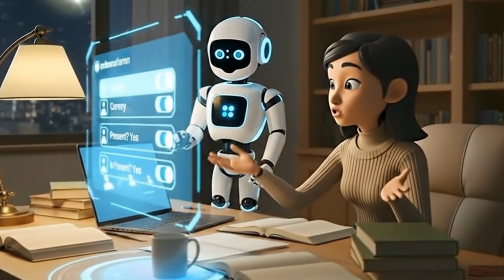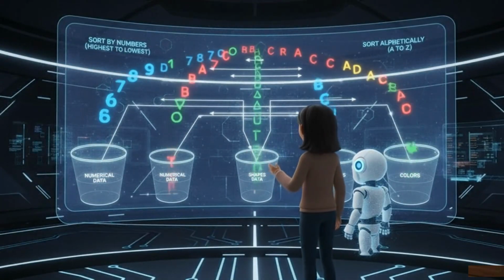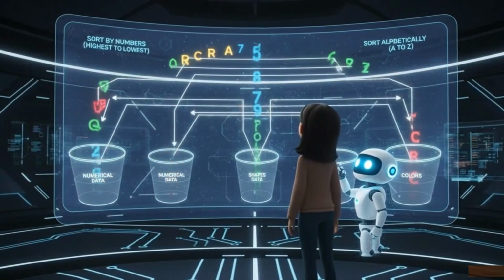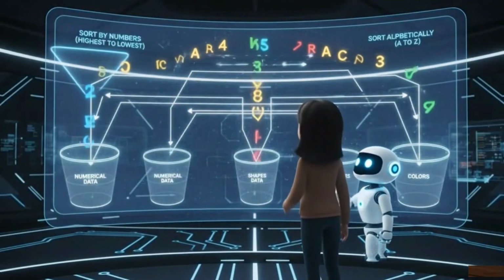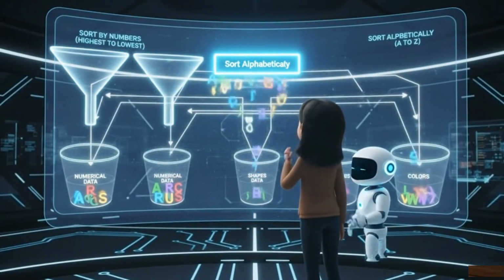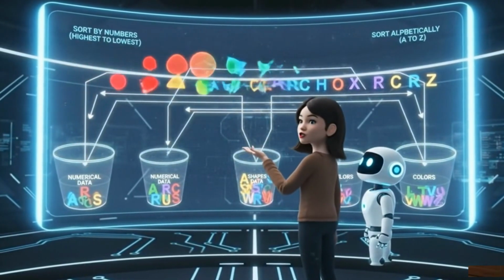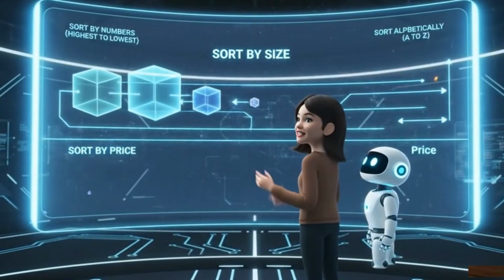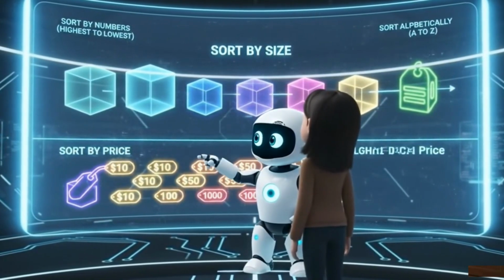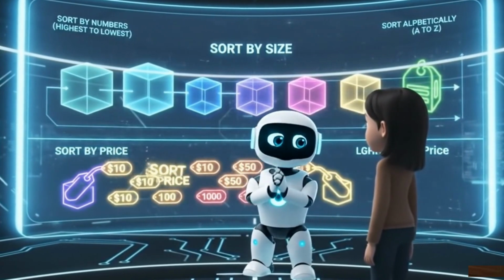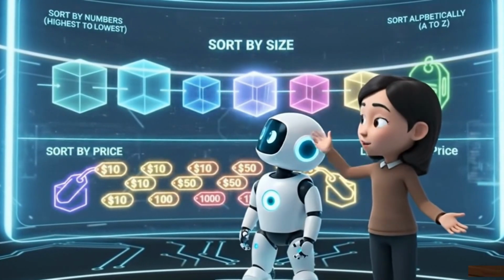Now, let's talk about sorting. AI bot, what is sorting exactly? Sorting is the process of organizing data in a specific order. You can sort data numerically, like arranging test scores from highest to lowest, or alphabetically, like sorting names from A to Z. But sorting isn't just for numbers and letters. You can also sort by things like color, size, or price. So if we have a list of shapes, we could sort them by shape. Or if we have a list of cars, we could sort them by price or how tall they are. Sorting helps us organize data in a way that makes it easier to find what we need.